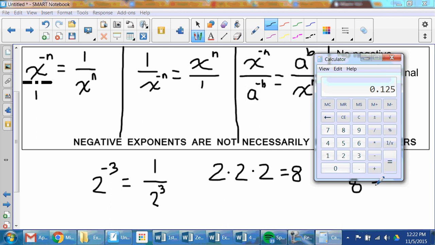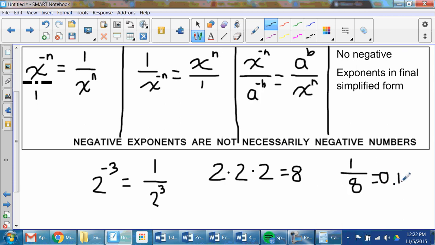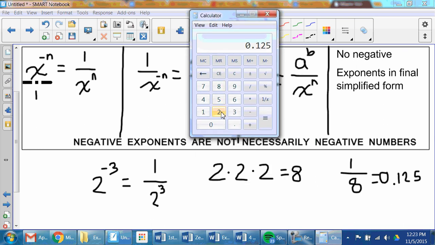That gets me 0.125. So that gets me 0.125. Now if I do 2, I've got to figure out how to do my exponent on this. I'm going to go to Desmos real quick.